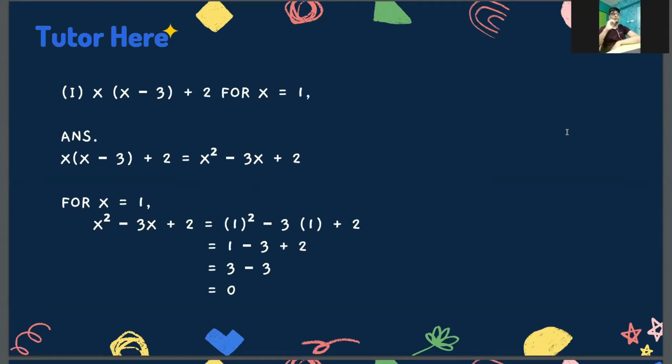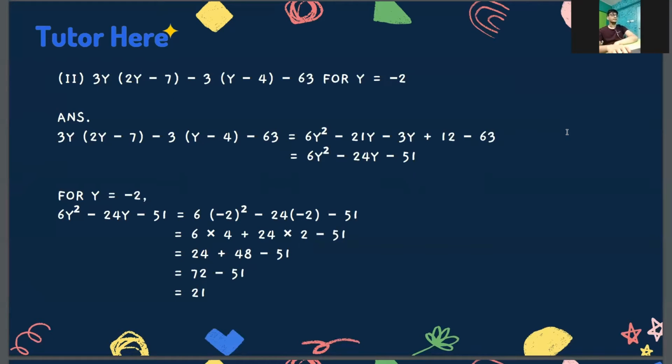Here for the first equation, what we have to do is simply open the bracket, and what it becomes is x square minus 3x plus 2. And for x is equal to 1, we just have to replace x by 1. Therefore, x square minus 3x plus 2 becomes 1 square minus 3 into 1 plus 2, which comes down to 0.